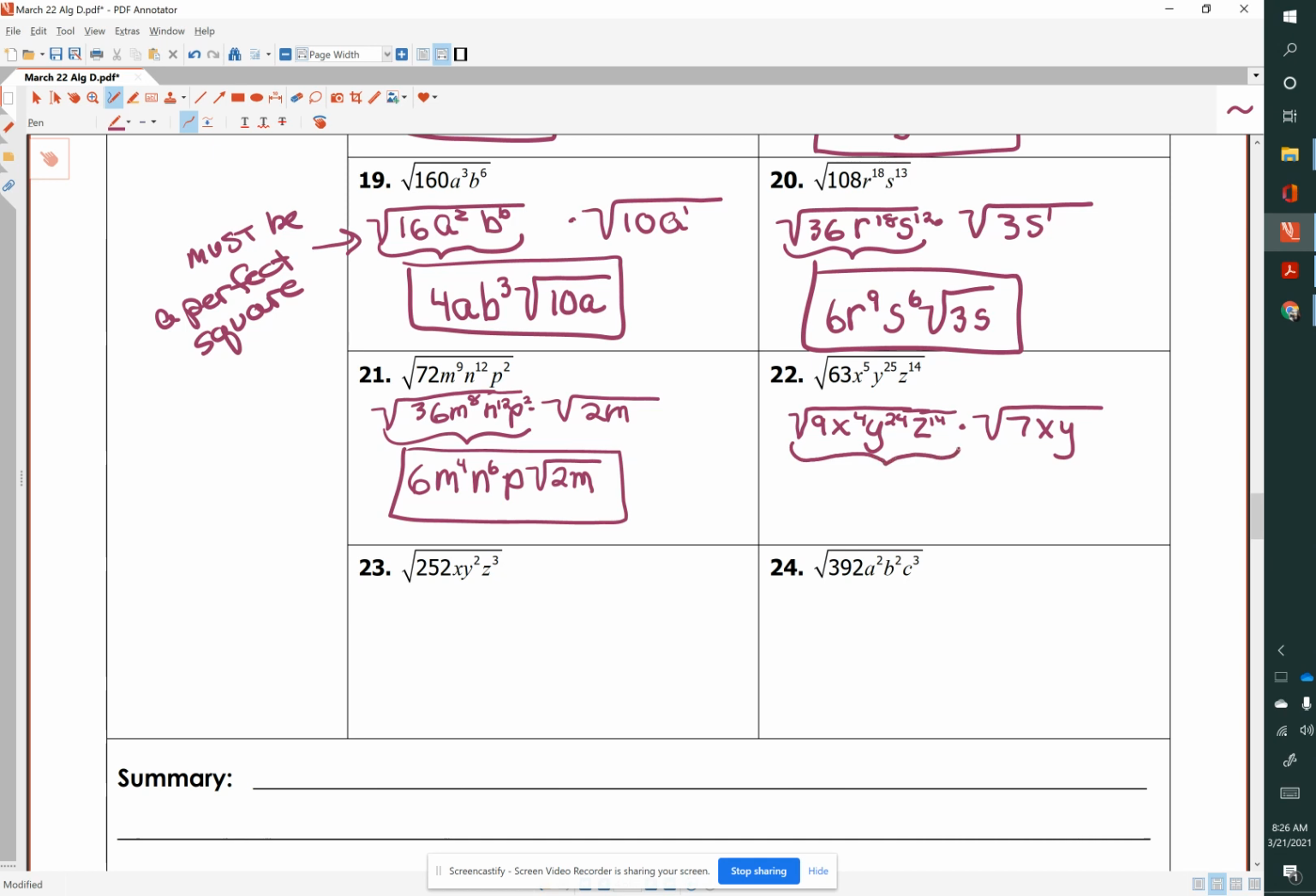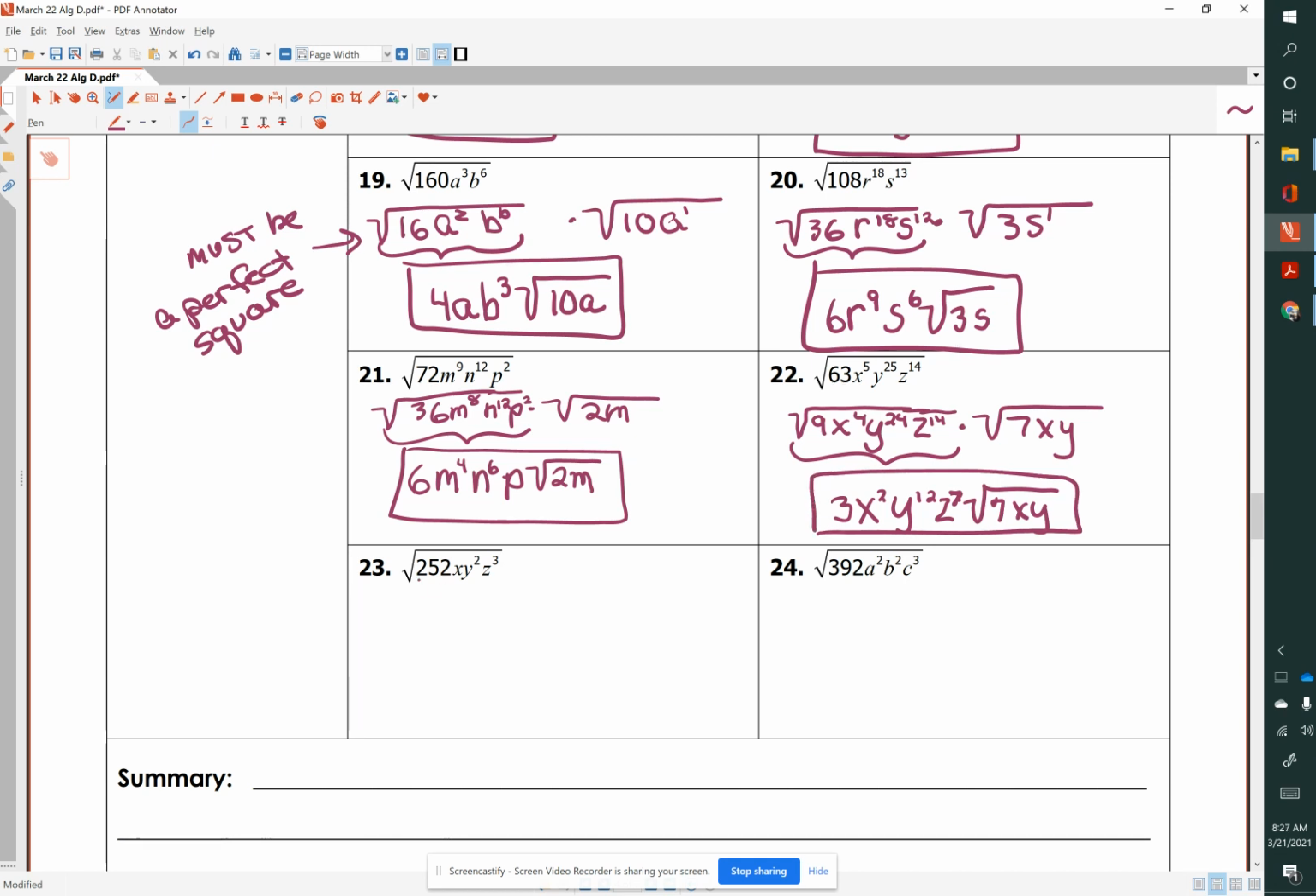Let's evaluate this left side. The square root of 9 is 3. X, 4 divided by 2 is 2. 24 divided by 2 is 12. And z, 14 divided by 2 is 7. And then we have our 7xy. You'll use this skill a lot in Algebra 2.